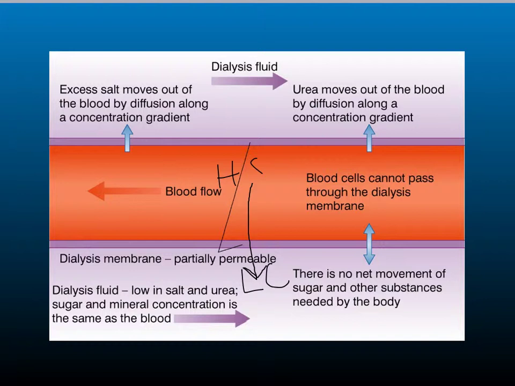And again, the same is true when it comes to urea. We'll have a high concentration in the blood and a low concentration in the dialysis fluid, and it will move out via the partially permeable membrane. The reason we have the same sugar and mineral concentration as in the blood is because if they are the same concentration, there is going to be no net movement of the sugar or any other substances needed by the body, and that will remain in the blood.